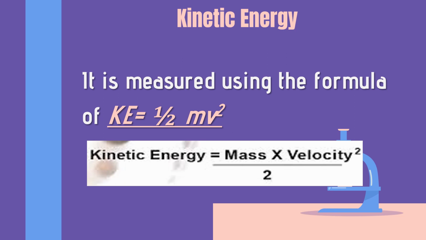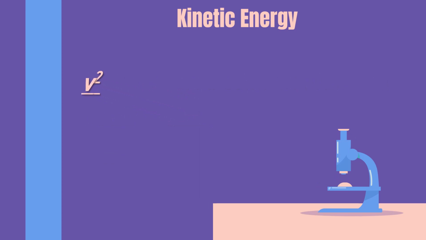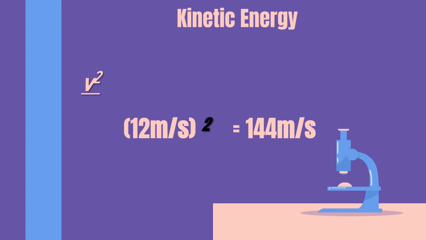Now, what do we mean by squared? Velocity squared means that you're just going to multiply the value by itself. Just like our example here, 12 multiplied by itself: 12 times 12 is equal to 144 meters per second. So if you see a squared in your sample problem, you're just going to multiply it by its own value.